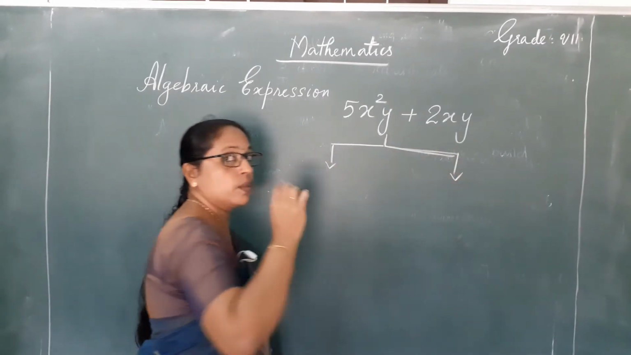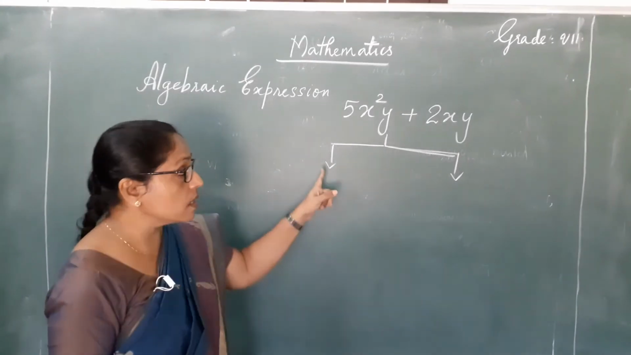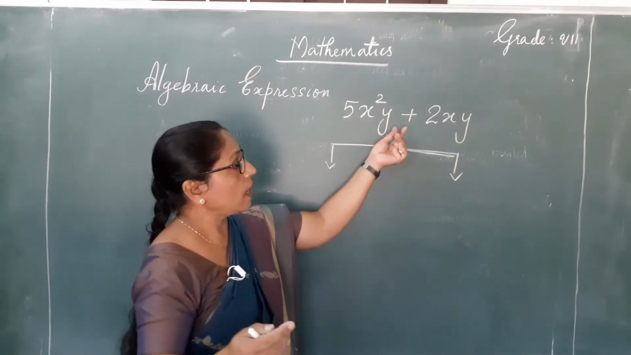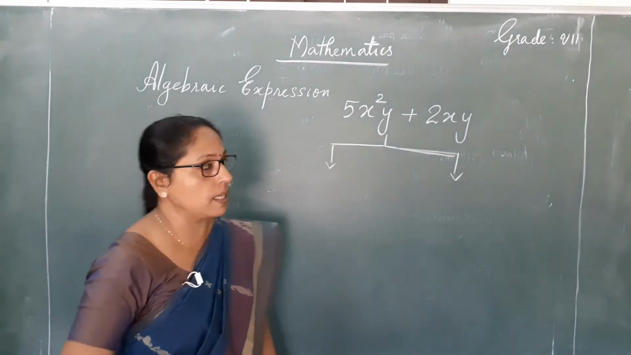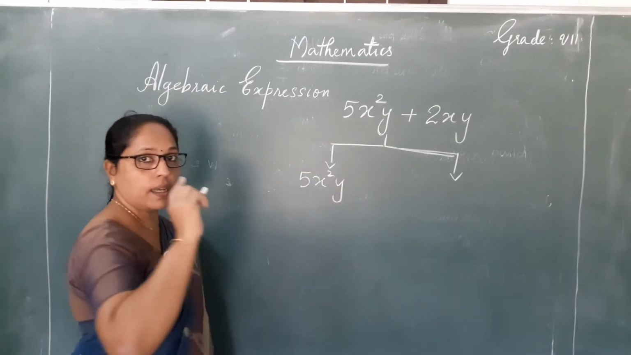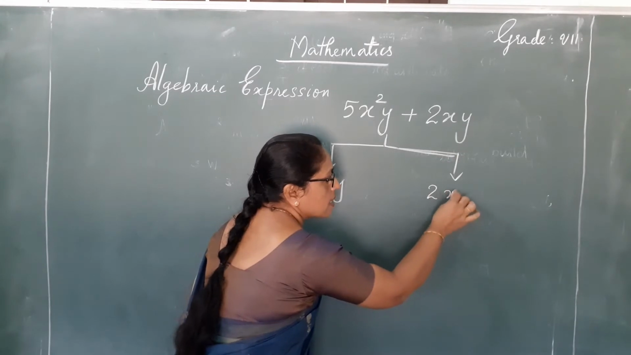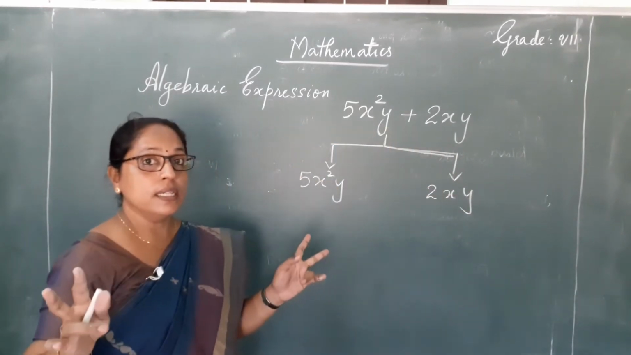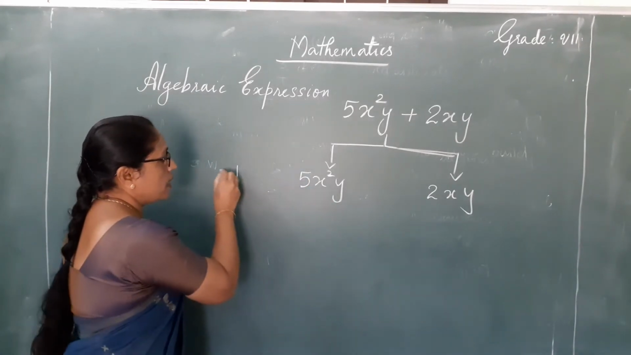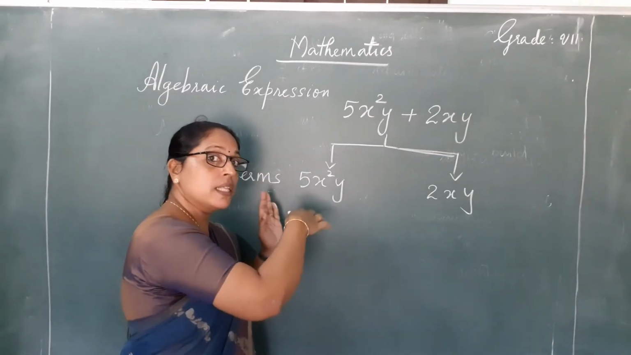In the previous class we saw the tree diagram to know the terms. So what are the terms in this expression? How many terms are there? Terms are separated with an addition sign or subtraction sign. So the terms are 5x square y, and the second term is 2xy. There are two terms, and from each term we see the factors.